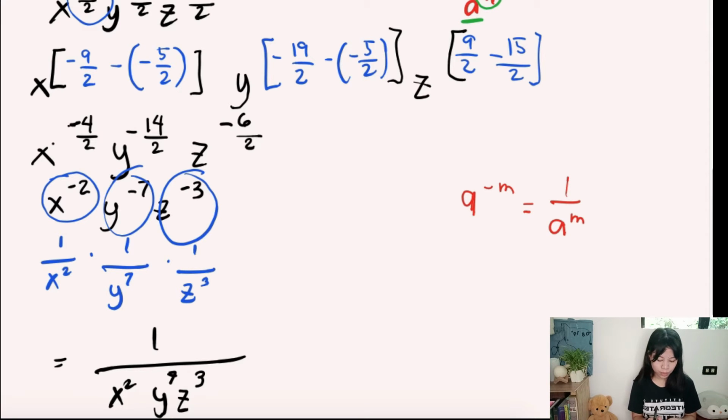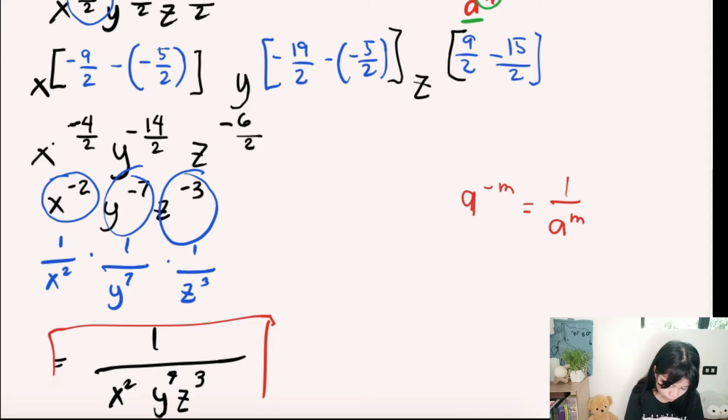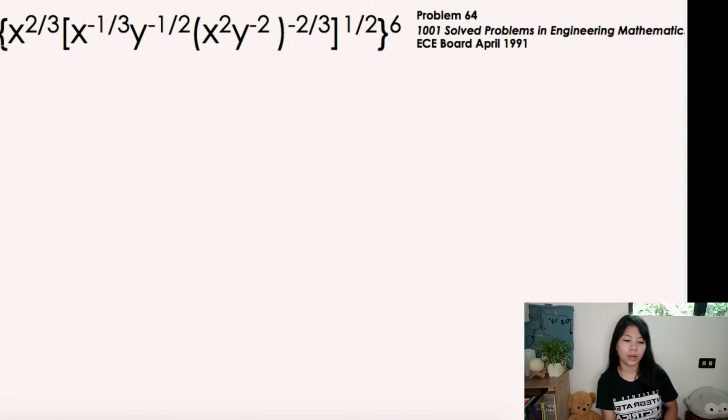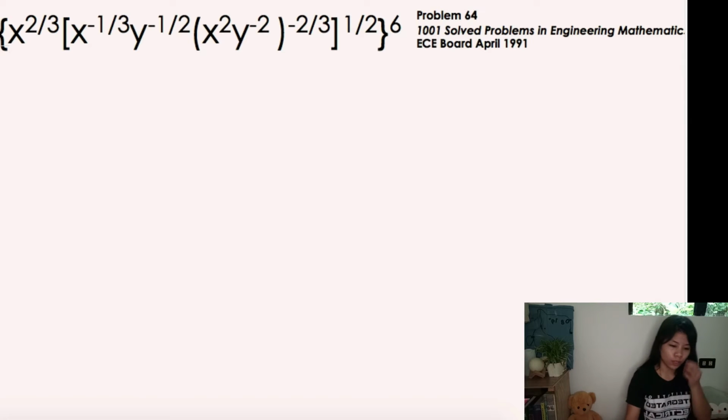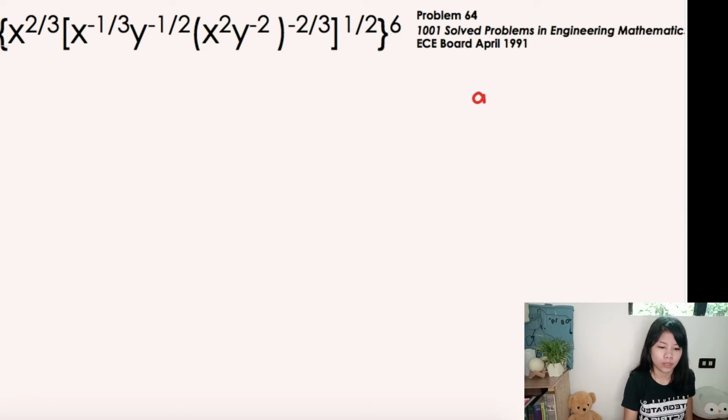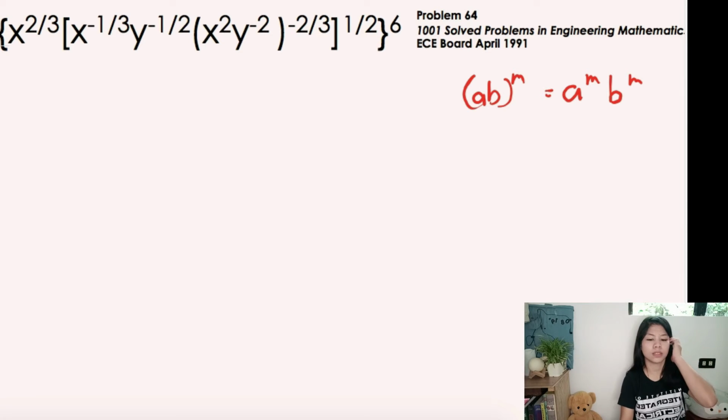Tingnan natin kung tama yung ating sagot dun sa book. Okay, so tama daw po, sabi ng book. Let's have problem 64 from 1001 Solve Problems in Engineering Mathematics SE Board, April 1991. Let's have the law of exponent of AB raised to M, again, equals A raised to M, B raised to M. So, i-practice natin siya dito.